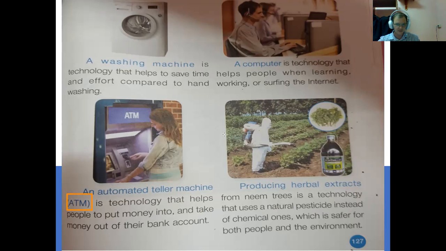And then the last one we look at here is producing herbal extracts. It's an interesting choice they made here. Let's read what they say. So from neem trees is a technology that uses natural pesticides instead of chemical ones, which is safer for both people and the environment. So how did technology help us?